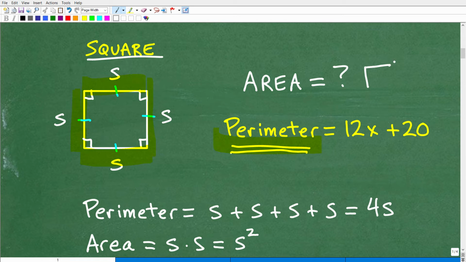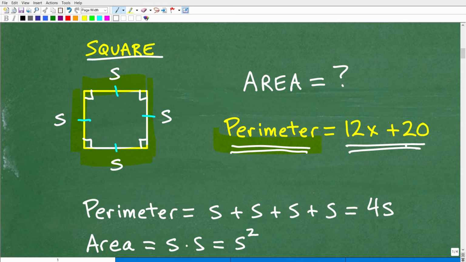Let's suppose I had some crazy looking figure like this, and I wanted to know the perimeter. Well, I would need to find this side, this side, this side, this side, that side, that side, this side, and that side. I add all this up, and that is the perimeter. So hopefully you understood that as well. So again, the perimeter is being expressed as some sort of algebraic expression, 12x plus 20.